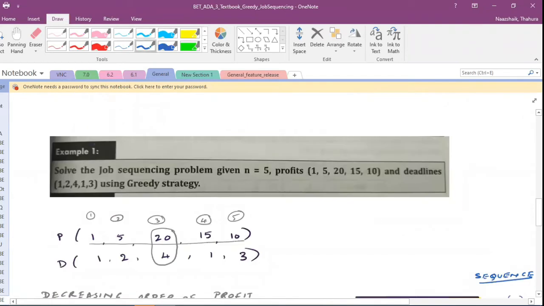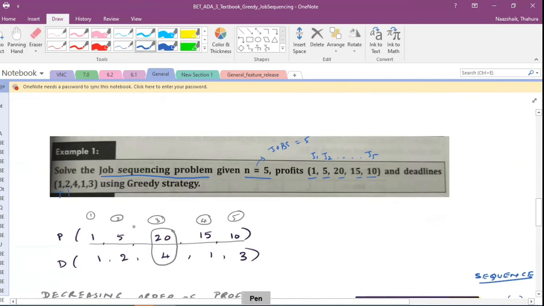Same thing. Here they're saying to solve the job sequencing problem given n is 5. N means there are 5 jobs to be done. When you say 1, 2, 3, 4, 5, it means if you do job 1, you will get profit 1. If you do job 2, you will get profit 2. And the deadlines are, this is the deadline for job 1. Job 1 should be done before day 1. Job 2 should be done before day 2. That's what it means, right?